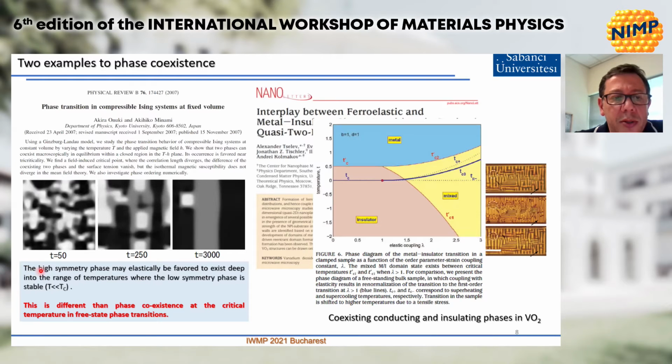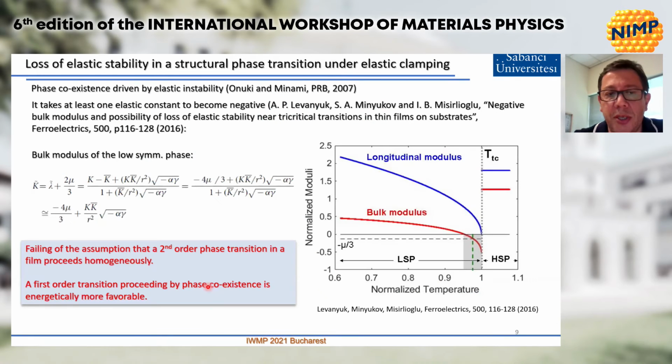We're talking about how, due to the elastic clamping, the high symmetry phase might be elastically favored to exist deep into the region where otherwise the low symmetry phase is stable. This is quite different from the phase coexistence that you have in traditional thermodynamics of phase transitions, where at the transition temperature you have the equivalence of the energies of the phases. So the clamping can generate some interesting effects on the phase transitions.